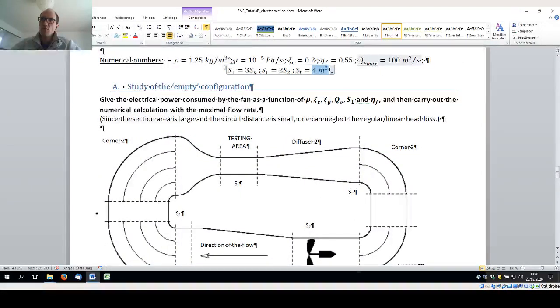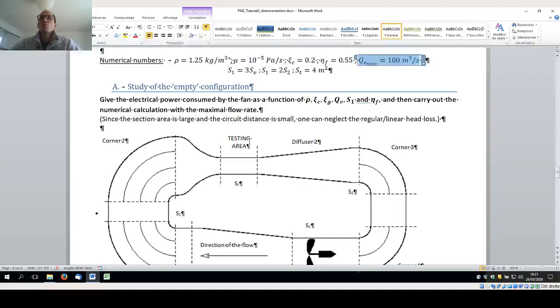And if you look at the flow rate, it's 100 meter cube per second. So this is a huge flow rate here. This is probably going very fast inside the testing area, as we'll see afterwards.